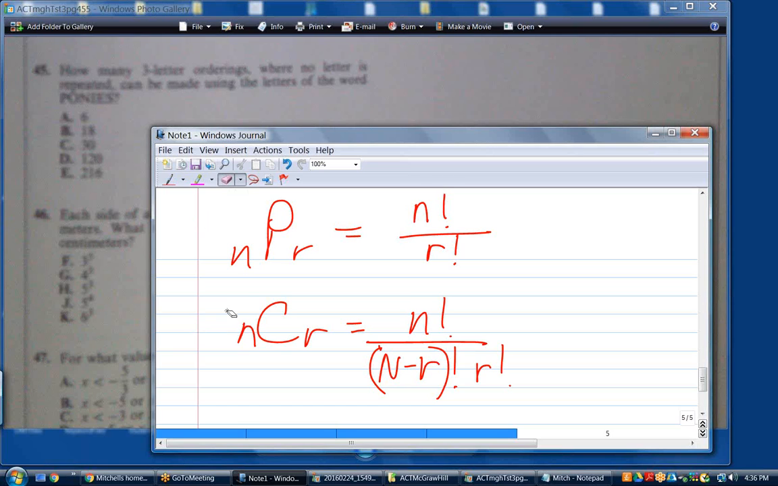Permutation, order matters. Combinations, order does not matter. For example, 3 letters that I can pick are PON, right? There's one 3-letter ordering. Well, another one would be OPN. If order matters, this is 2 different ones. If order does not matter, it's the same one.